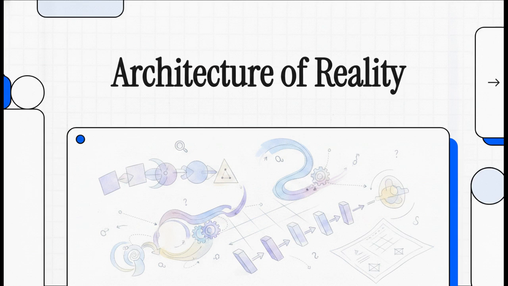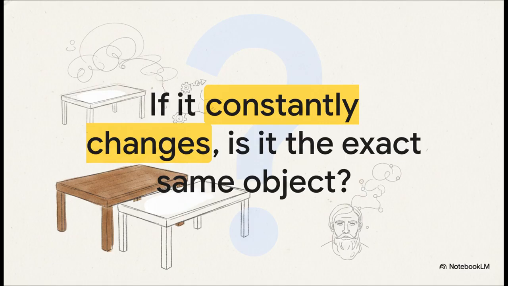Okay, let's dive into this. So, if an object constantly changes, is it still the exact same object? It sounds like a pretty simple riddle, right? But it actually unlocks one of the deepest mysteries in philosophy.